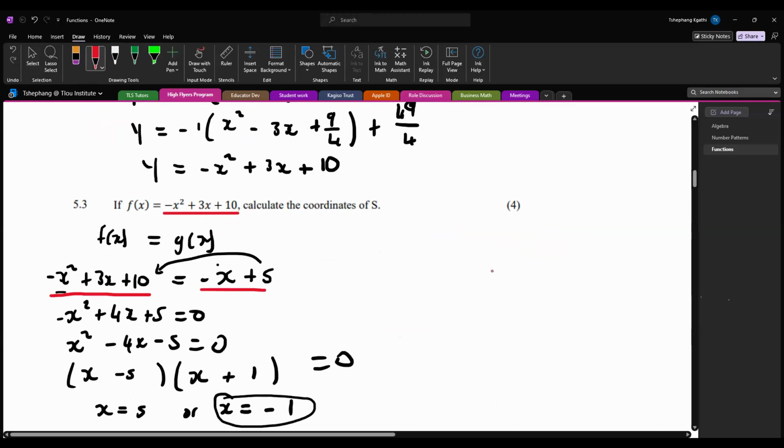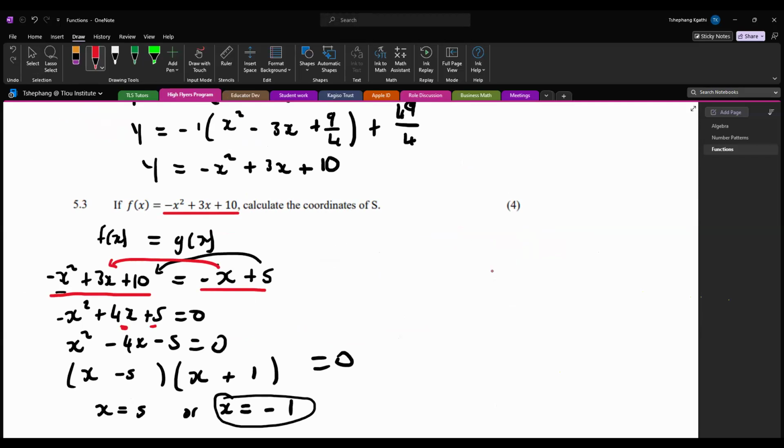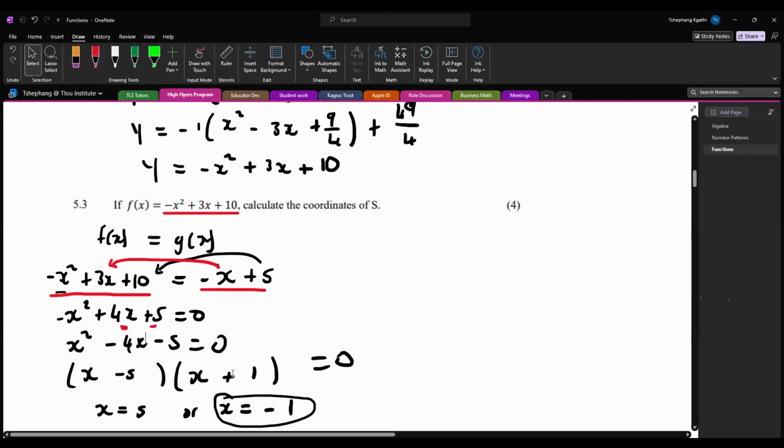Okay. Bring this x to the right-hand side, the left-hand side. 3 plus 1, that gives you 4. 10 minus 5, that gives you a positive 5. Then I just divided throughout by minus, so that I have x squared minus 4x minus 5. Then from there, I factorized. Okay, then I had two x answers.